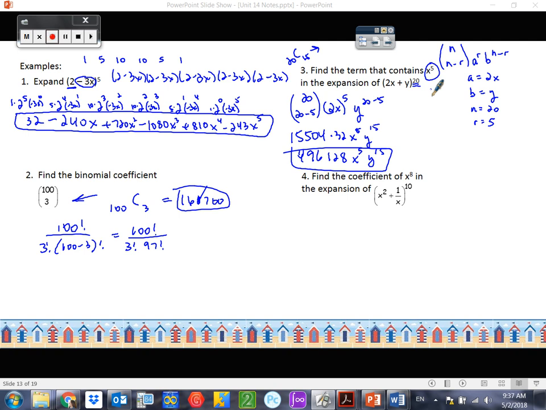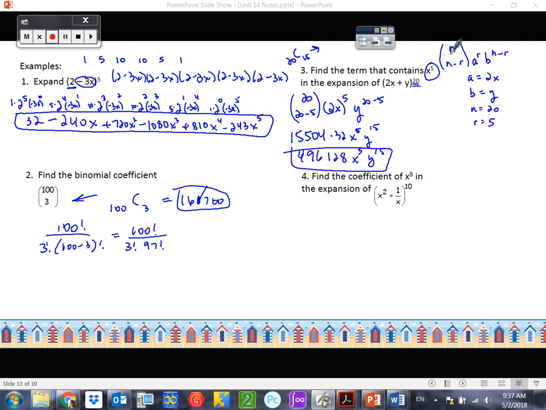Now, for the super abstract, you're like, what? That was abstract. Well, here we go. One more. So number 4. We want to find the coefficient of the x to the 8th term in the expansion. Well, that seems reasonable. Let's see what it's like.